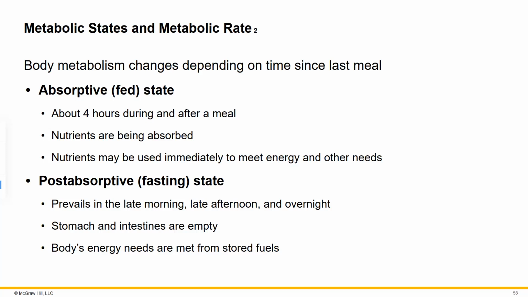Metabolic states. So body metabolism changes depending on time since last meal. There's the absorptive or fed state, which happens about 4 hours during and after a meal. Nutrients are being absorbed. Nutrients may be used immediately to meet the energy and other needs. Post-absorptive or fasting state prevails in the late morning, late afternoon, and overnight. Stomach and intestines are empty, and the body's energy needs are met from stored fuels.